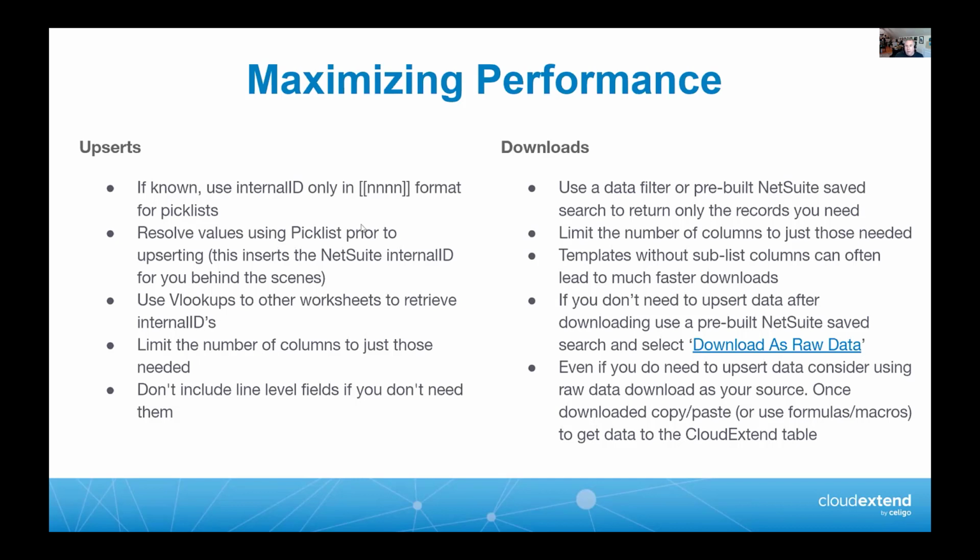And on downloads, this maybe goes without saying, but we definitely recommend that you use a data filter or even a pre-built NetSuite Save Search just to get the records that you need. So if you're looking at, say, vendor bills and you hit download, you might pull in a few thousand vendor bills or a few million, depending on the size of your company. So limit the data that you want to see. Also limit the number of columns to those just needed. And then templates without sublist columns do load much faster. So if you don't have a pick list in your column, that will download a lot faster.